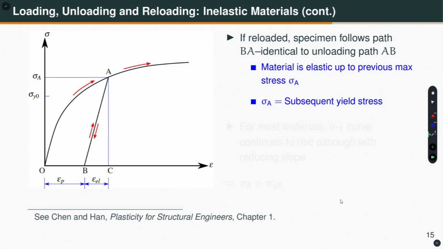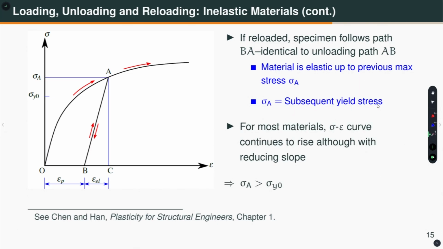Now, if you decide that, after full unloading, that means you have come to this point, you decide to reload the specimen again in tension, that means you follow this path. So, what is happening now? Now, the stress strain response of the material is elastic up to this point. That means up to a stress sigma A, as if the material is yielding at sigma A, but actually the initial yield stress of the material was sigma y0. So, what is this point called? This is called subsequent yield stress.